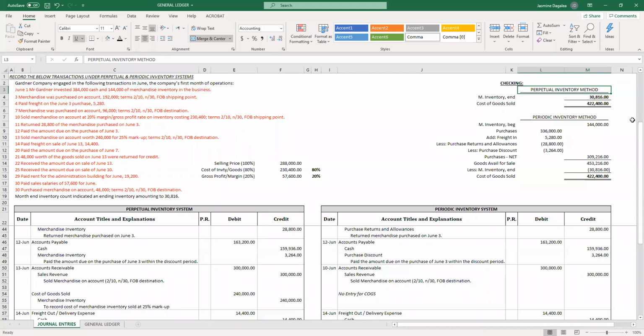Basta, the formula under periodic inventory is beginning inventory plus net purchases equals goods available for sale minus ending inventory equals cost of goods sold. How to compute net purchases? You add total purchases, add freight in, minus purchase returns and allowances, and minus any purchase discount, and you will be able to compute your net purchases. So under perpetual inventory system, you don't have this computation. You just post your transactions to your general ledger. You will be able to compute immediately the ending balance of each account.